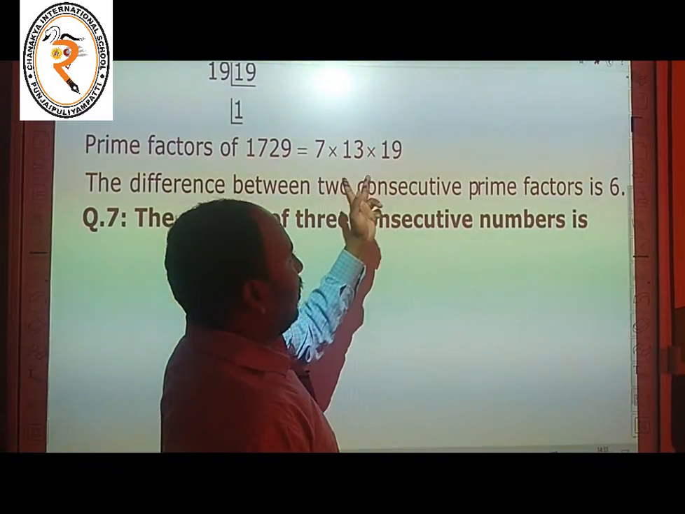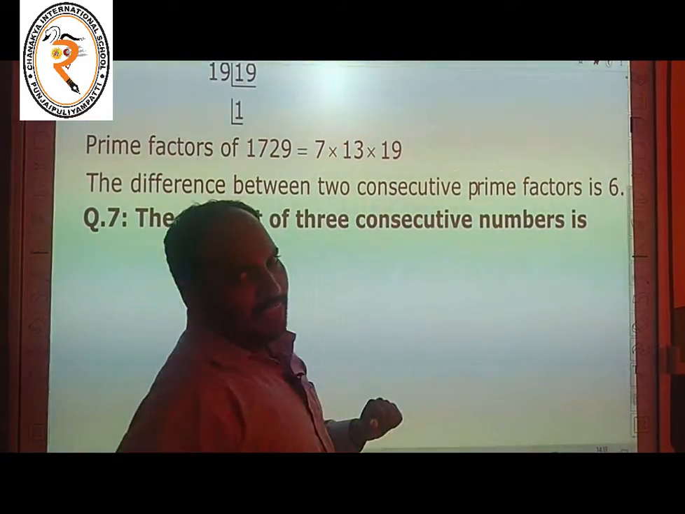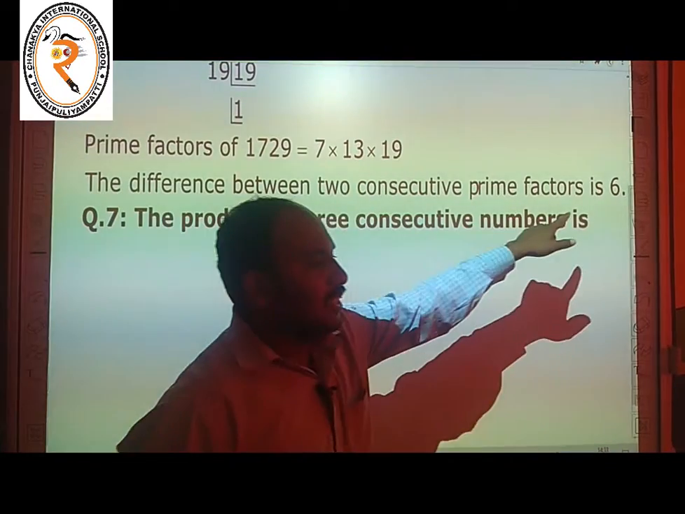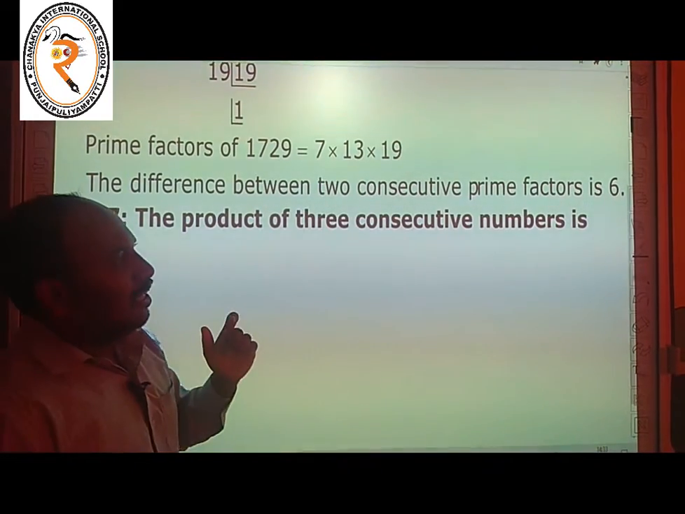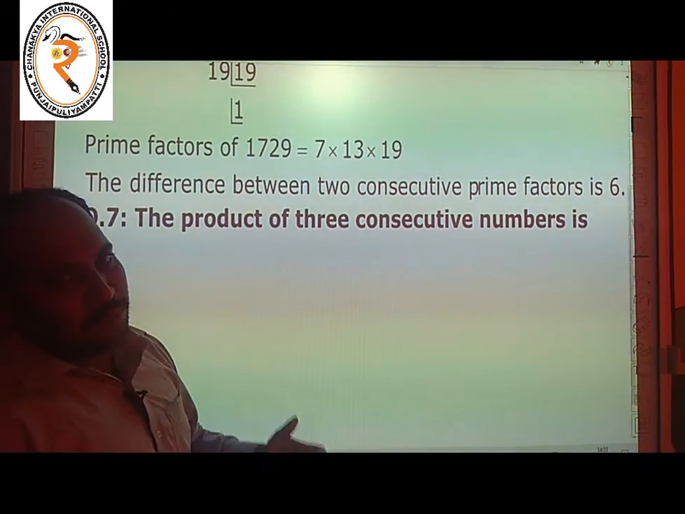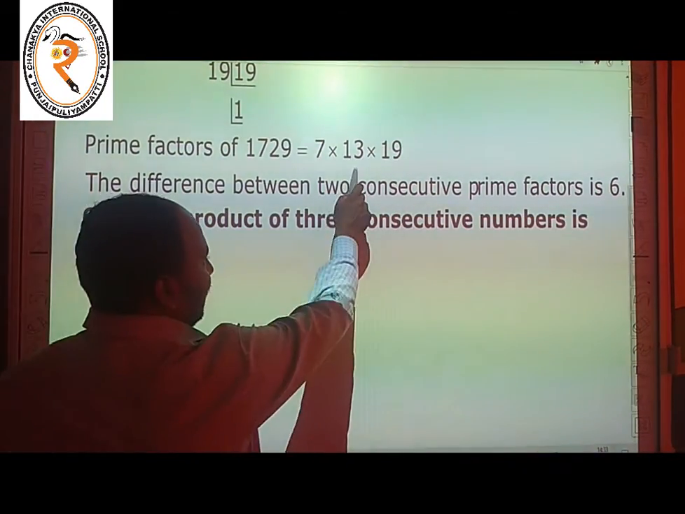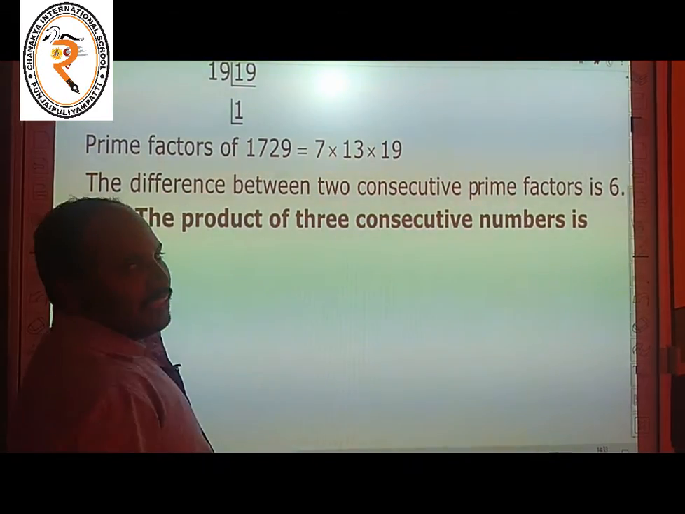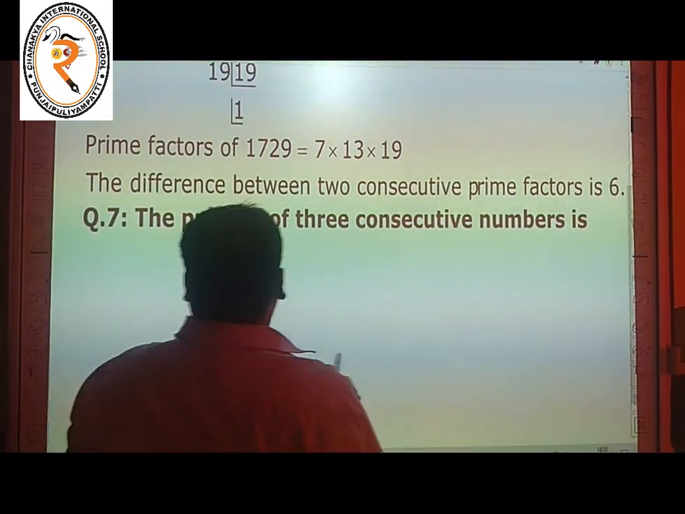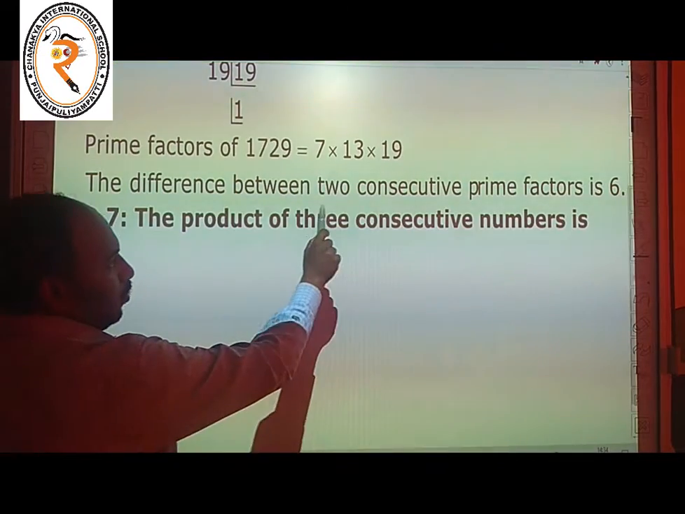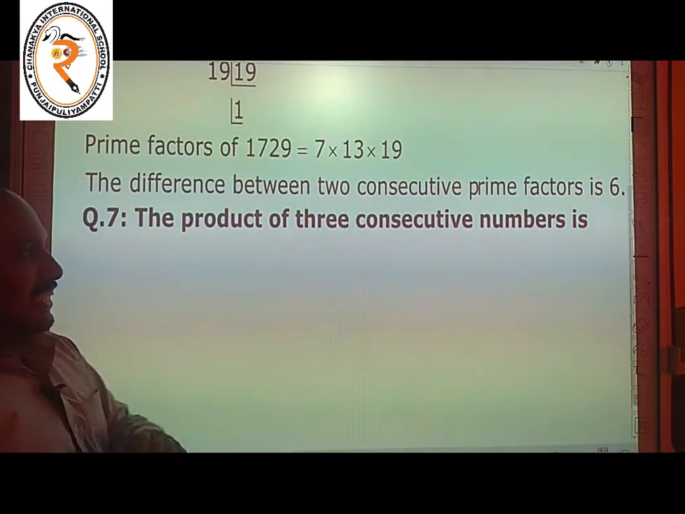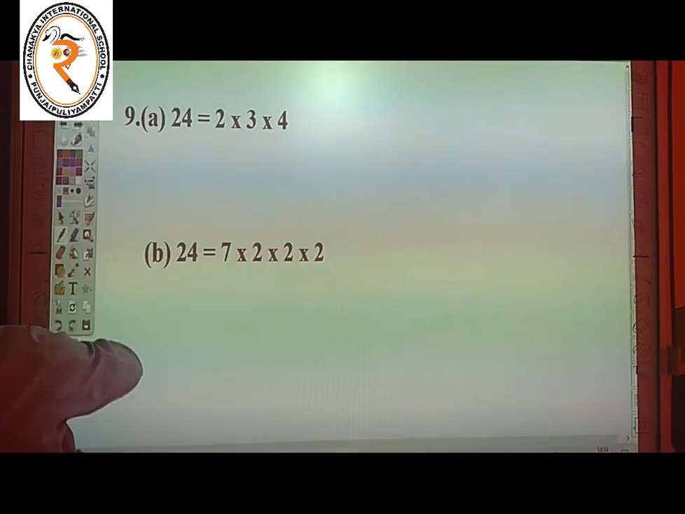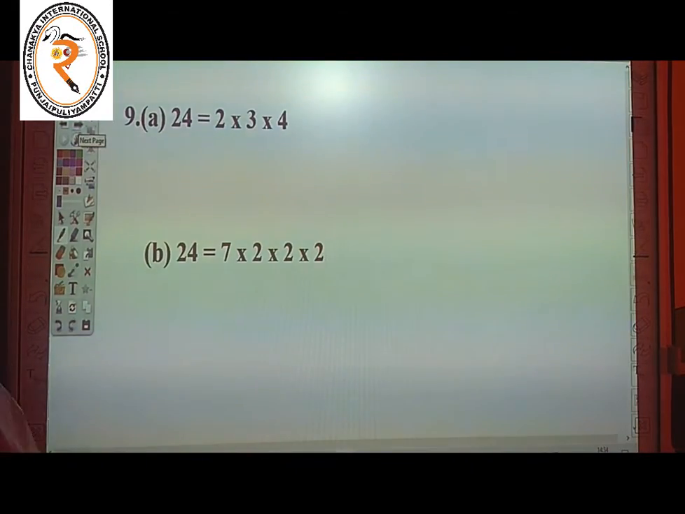Next we compare another two numbers, 13 and 19. 19 minus 13 is 6. So the difference of each pair is 6. 13 minus 7 is equal to 6, and then 19 minus 13 is also 6. That means the difference between two consecutive prime factors is 6. The next one, 9th one.